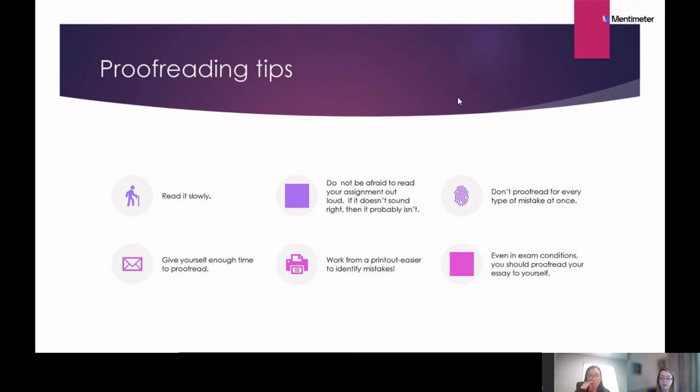Don't proofread for every type of mistake at once. Pick one thing you're going to look at at a time. Give yourself enough time to proofread, and that's really important. The day before the assignment is due or a couple of days beforehand, spend some time proofreading. Work from a printout. It's easier to identify mistakes when it's in front of you on paper. And even in exam conditions, you should proofread your essay to yourself. While this might not be out loud, have a quick look through and see if there are any mistakes that you can identify.